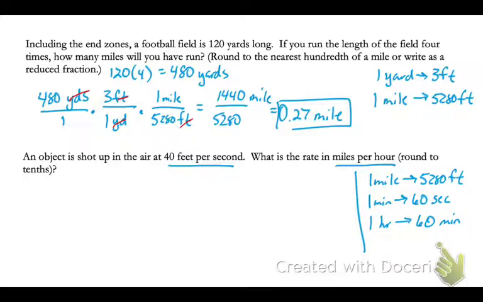So let's start with writing what we know. We know 40 feet, and then over our seconds. And we're going to multiply that by, so let's start with our feet. Let's convert our feet to miles. So we want our miles in our numerator and our feet in the denominator, so our feet units will divide out.